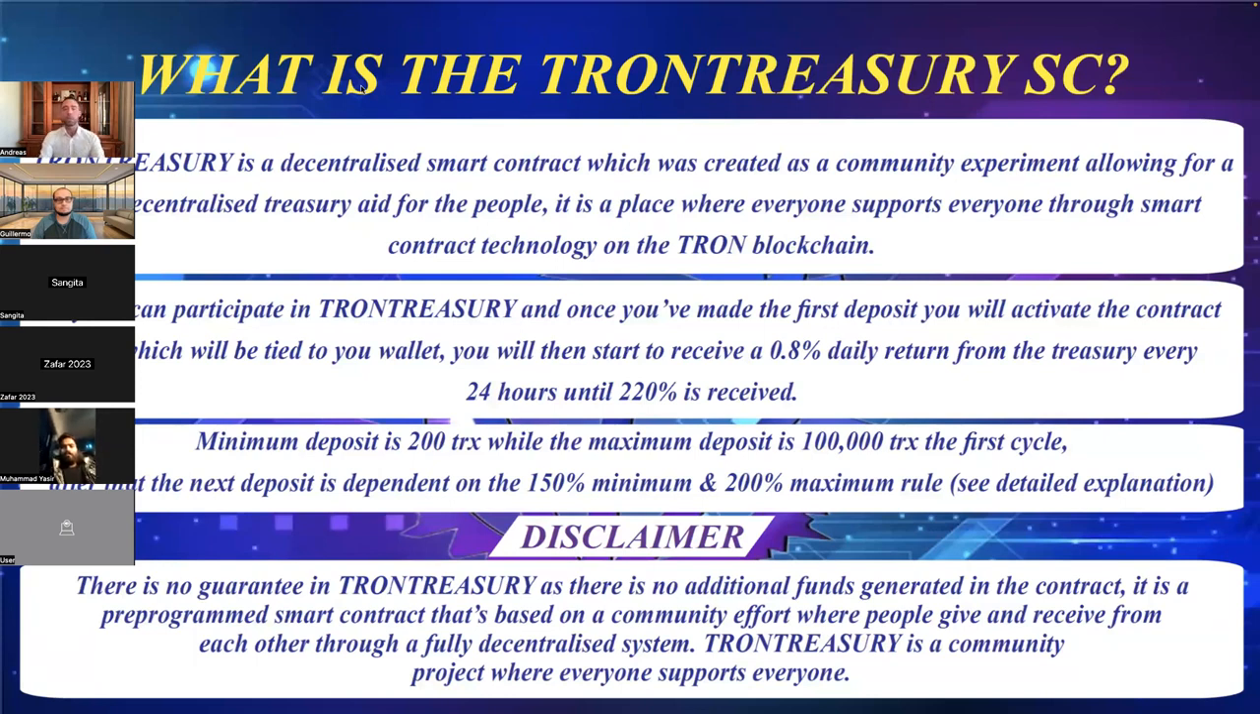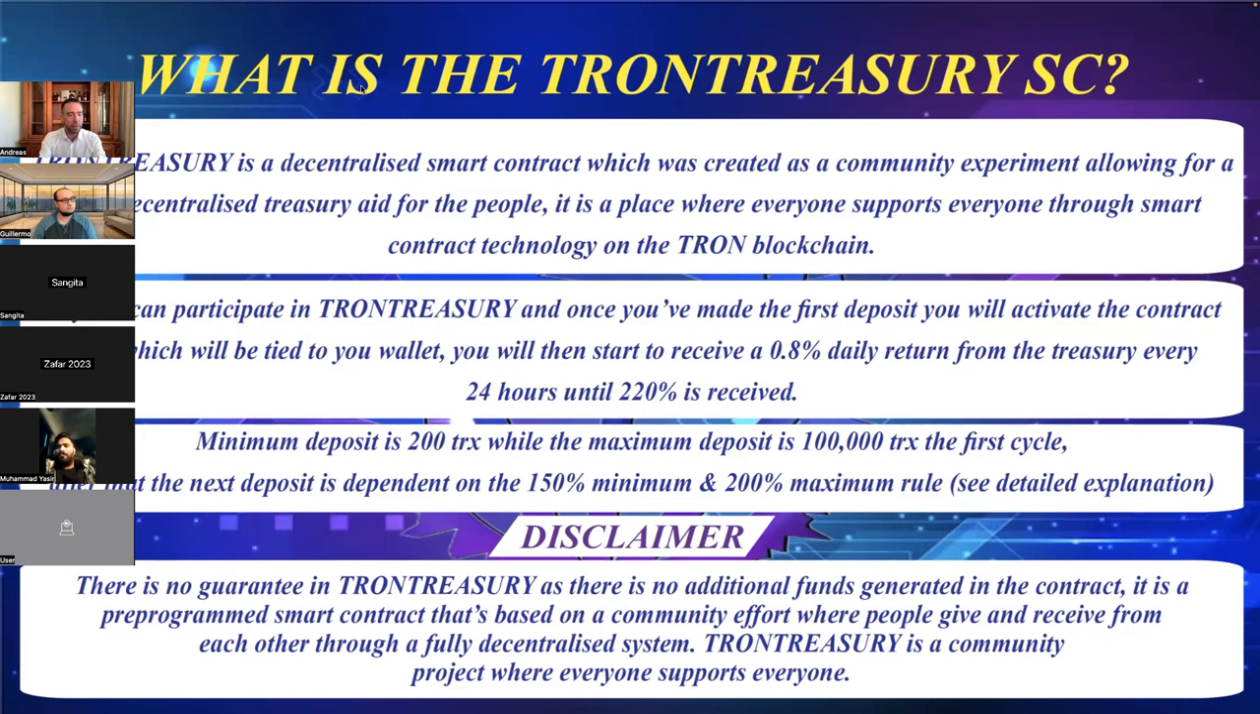You will then start to receive a 0.8% daily return from the treasury every 24 hours until 220% is received in total. Now, the minimum deposit is 200 TRX, while the maximum is 100,000. The next deposit will be dependent on the 150 to 200% maximum rule. We're going to see a more detailed explanation of this.